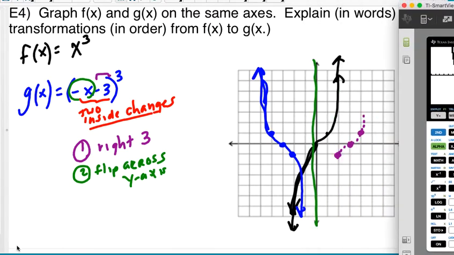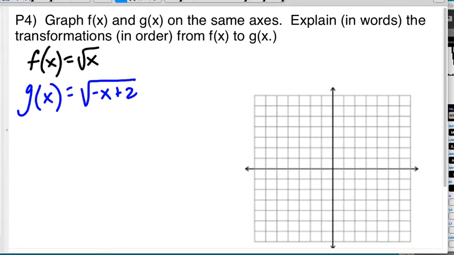So we're going to go ahead and try P4. You can try it without me if you want. I'm going to graph my square root of x first. And again, this is one that has 2 inside changes, right? So pause me if you want to try it on your own. Remember that inside changes, if there are multiple, happen in reverse.